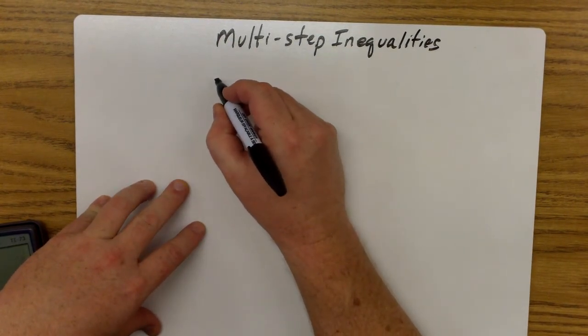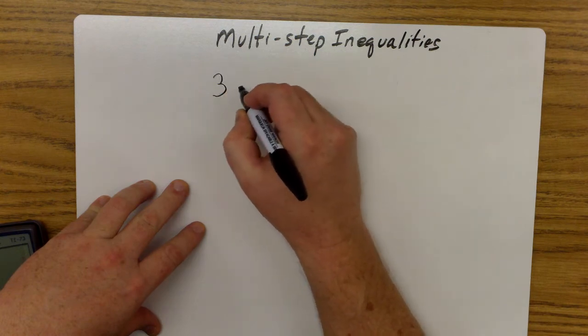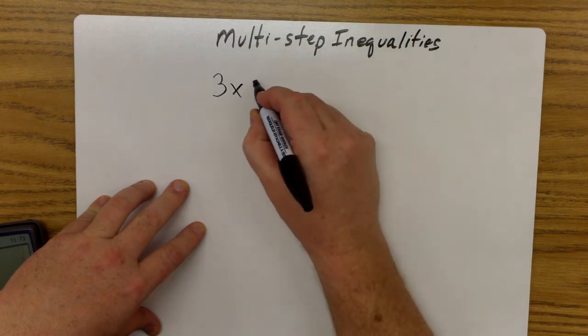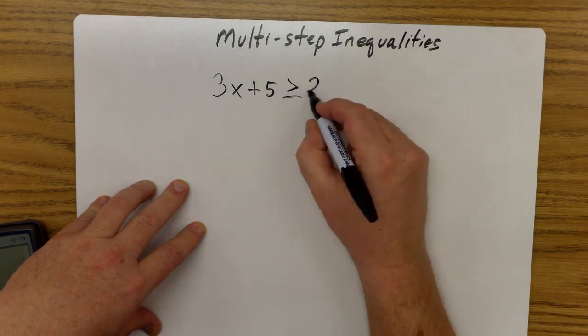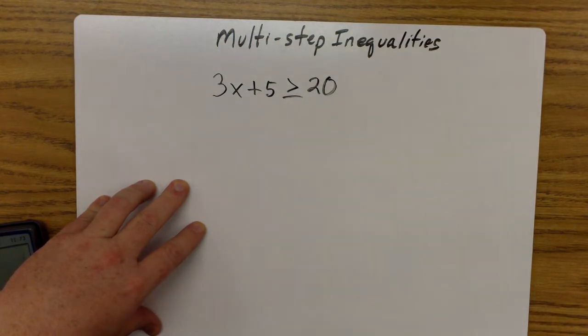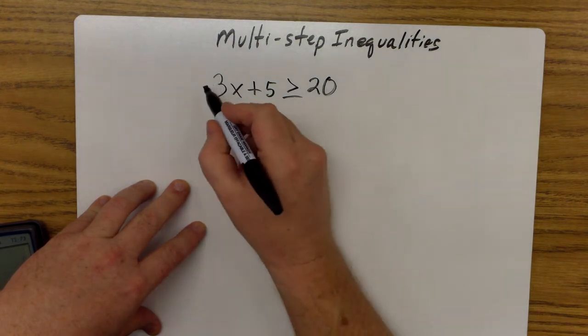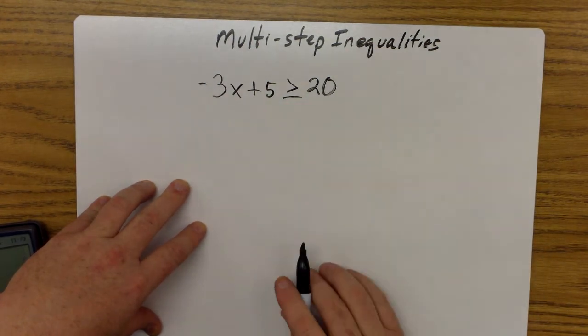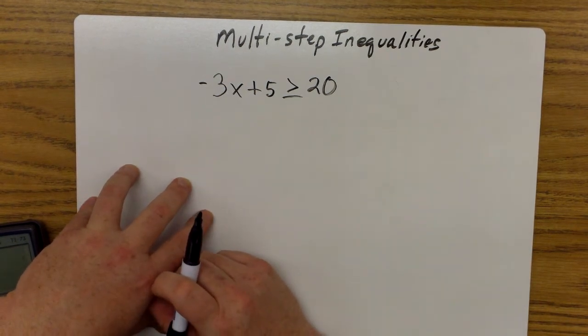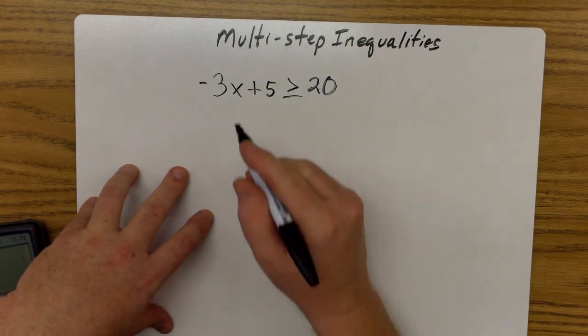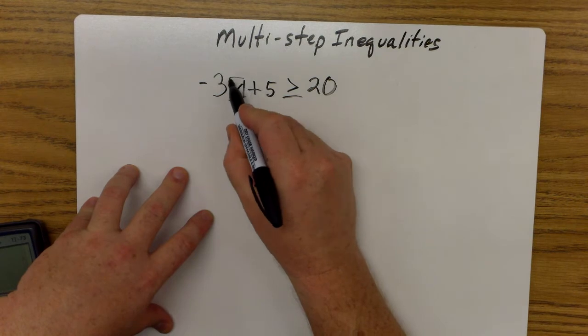We're going to start with something simple like 3x plus 5 is greater than or equal to 20. And I'm going to change the problem a little bit here. I'm going to put a negative sign right out in front. We're going to solve and graph x. Before I can graph it, I have to first solve for x. So that means I have to isolate x.